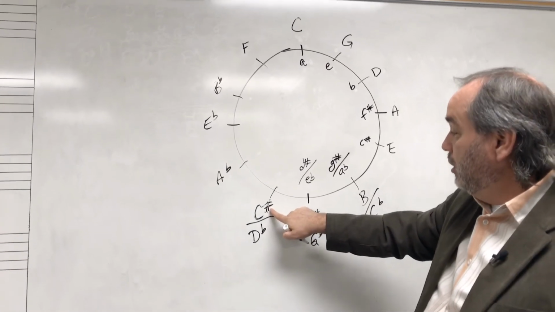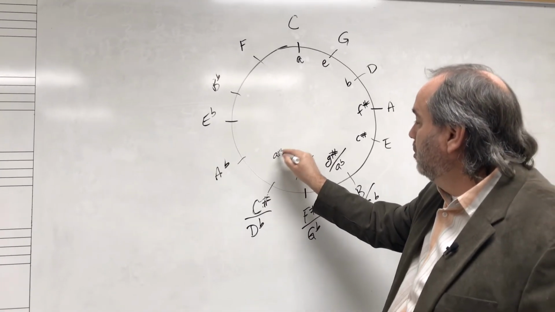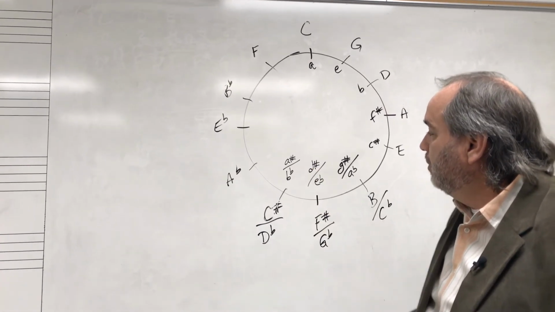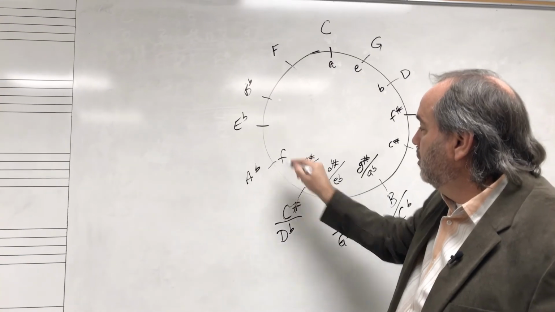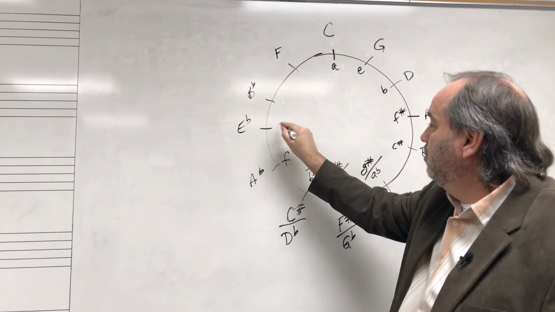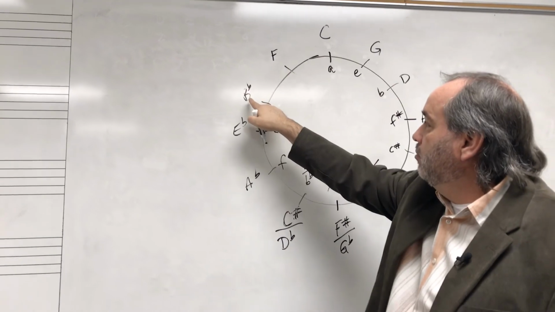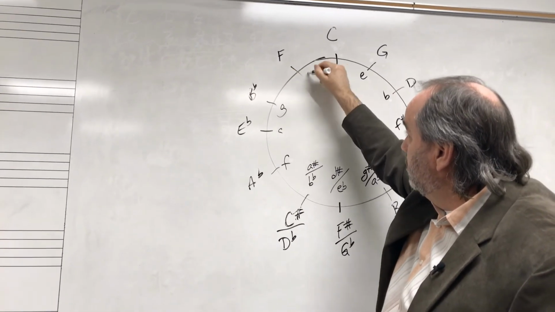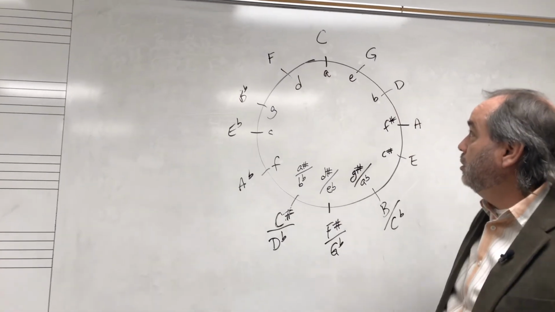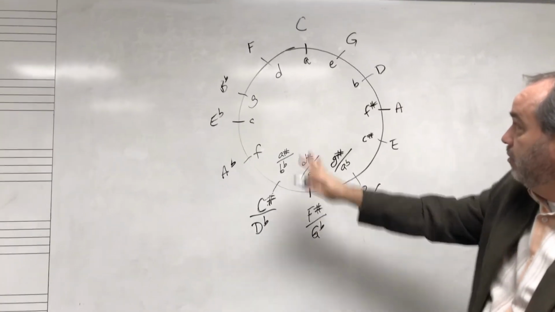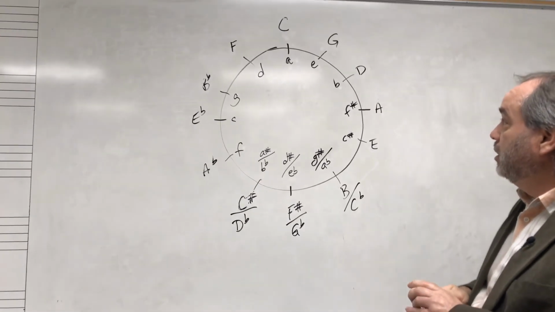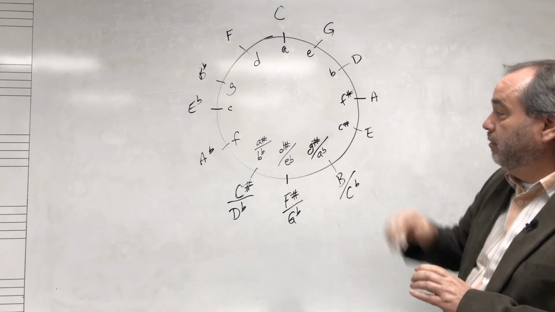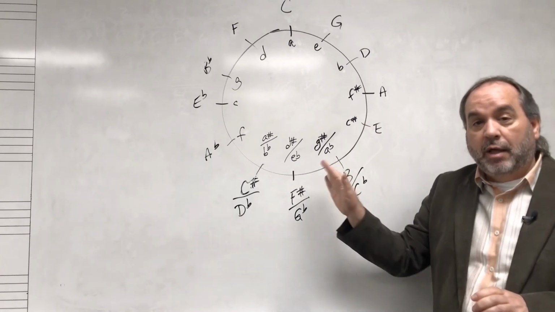The relative minor of C sharp major is A sharp minor. The relative minor of D flat is B flat minor. The relative minor of A flat major is F minor. The relative minor of E flat major is C minor. The relative minor of B flat major is G minor, and the relative minor of F major is D minor. And so we have here a completely filled out circle of fifths, and as you can see, there are 15 major keys and 15 minor keys, and that's how you fill it out.